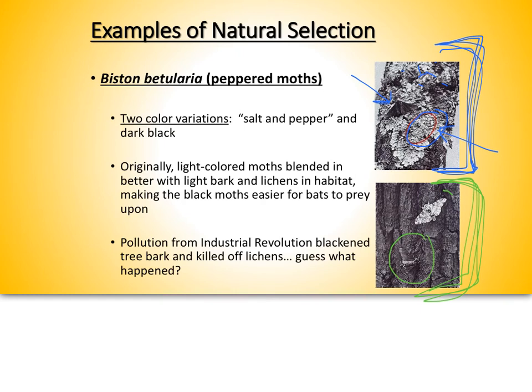Now here's one thing that's pretty cool. They've continued to study these in England, and now they've improved the way we do industry. There's less air pollution. The trees are starting to lighten back up. The lichens are starting to grow on them again. And what scientists are seeing is that recently there is now a shift back to more salt and pepper moths in the Biston betularia population.